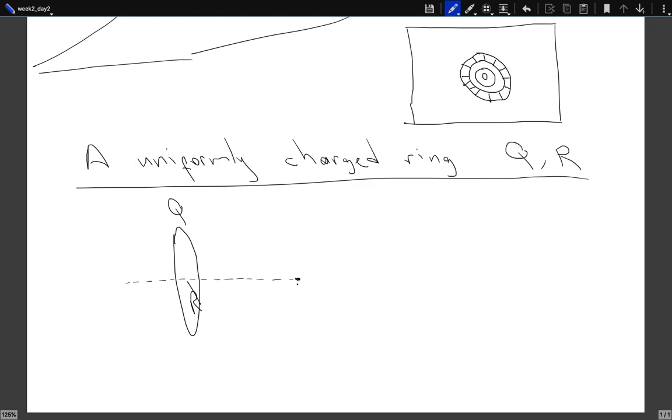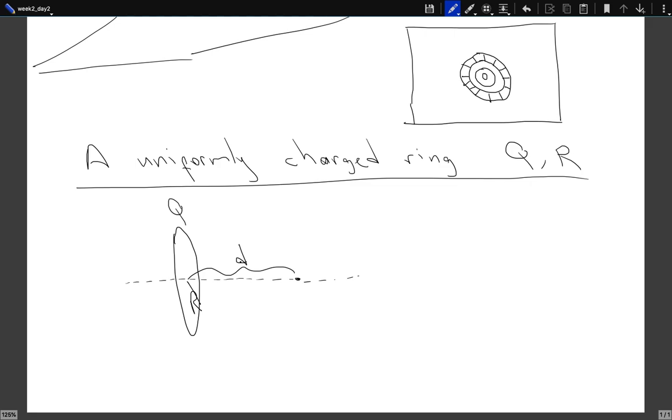So we take the center, imagine a line passing through the center perpendicular to the plane of the ring, and take a point on that line at a distance, let's say, d from the center. So this will be the problem we will address first.